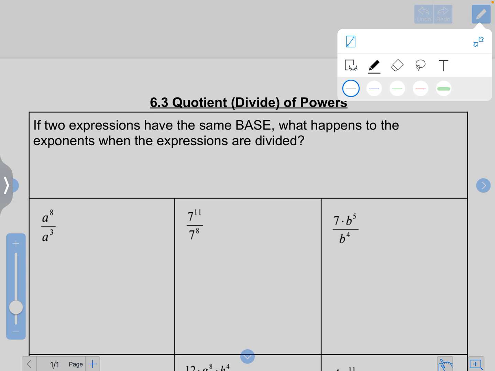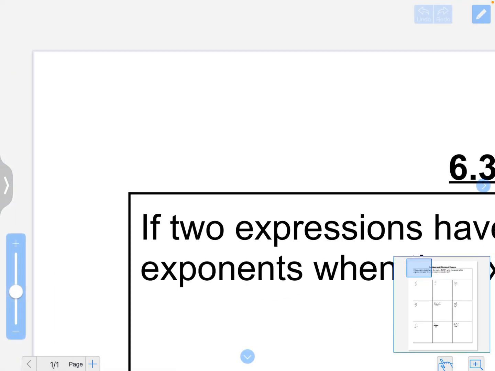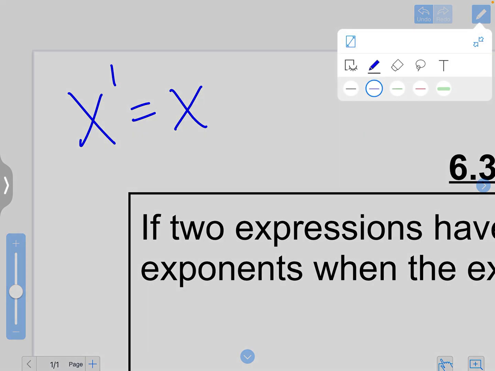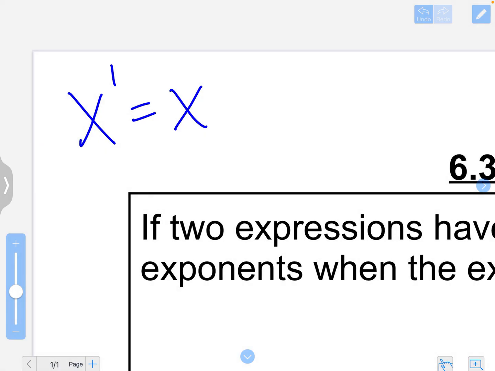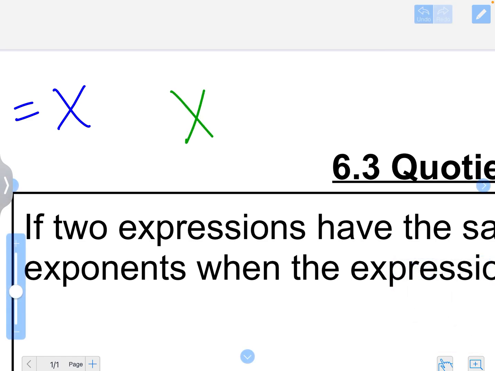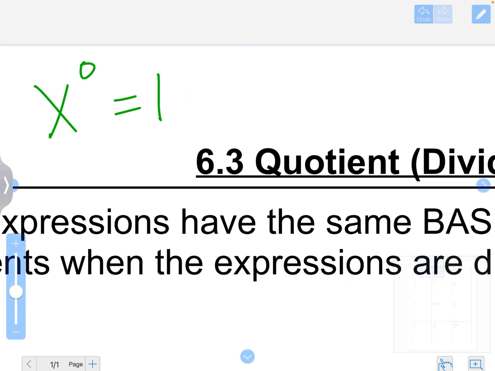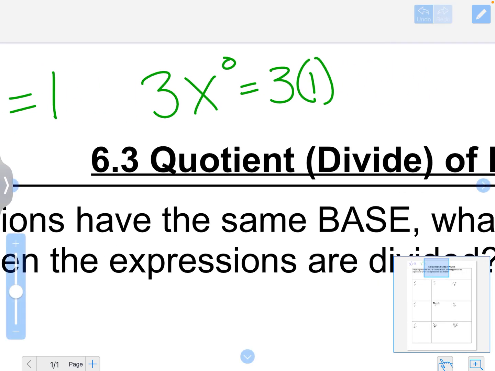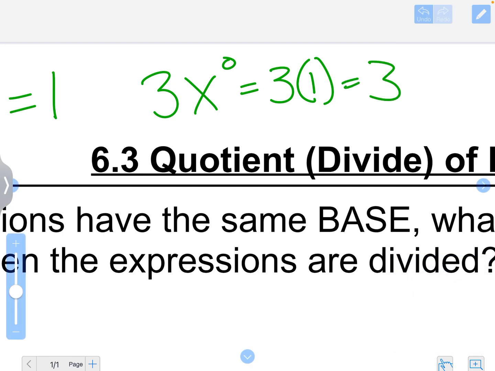So one real quick thing I want to remind you of from yesterday is that when we have x to the 1, it's the same thing as saying x. They're the same thing. One other little note is if I have x to the 0, that's the same thing as the number 1. So if I have 0 exponents, I just simply have the coefficient of 1. If I have 3x to the 0, it's simply 3 times 1 because the x to the 0 becomes 1, which tells me that I get 3.